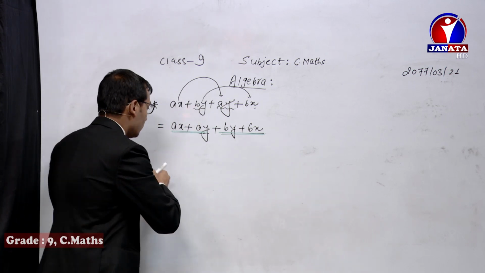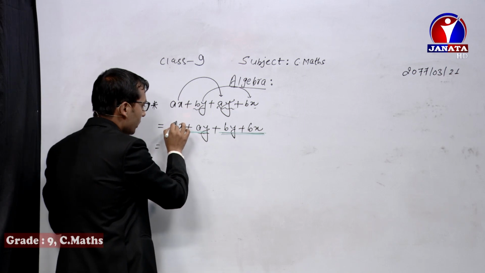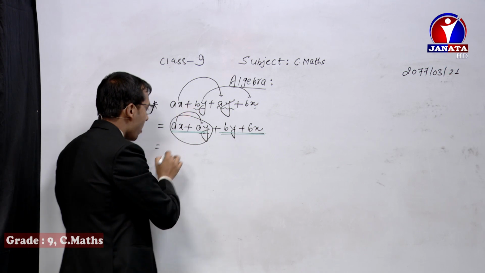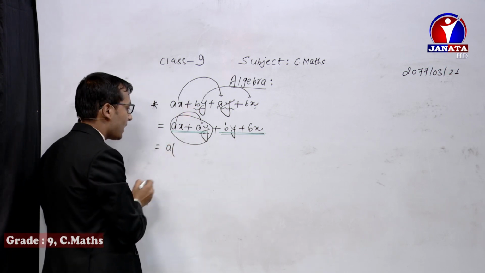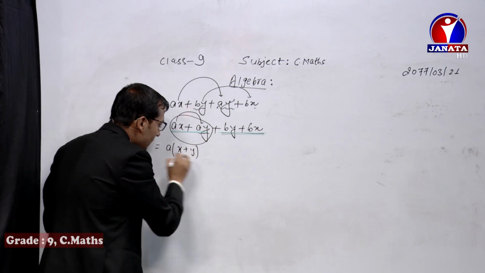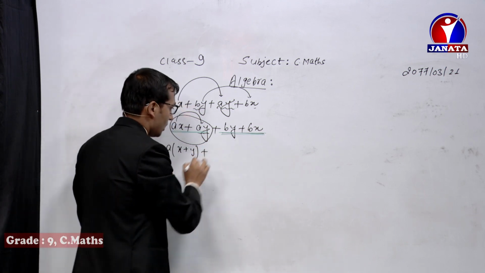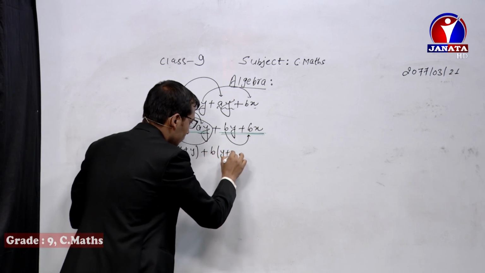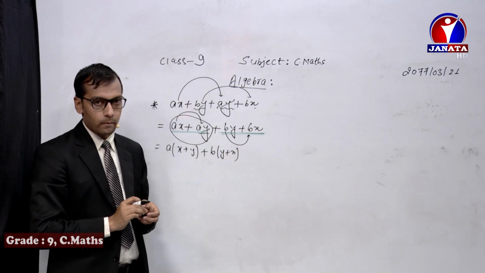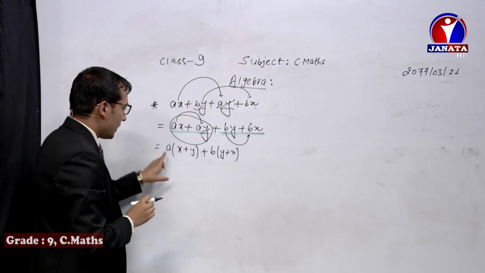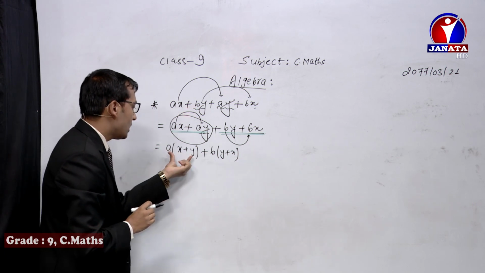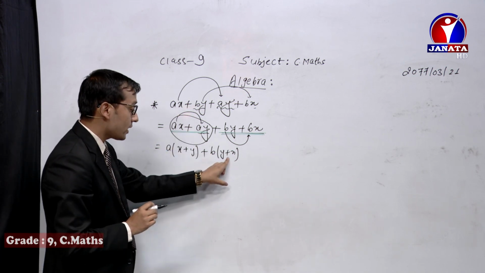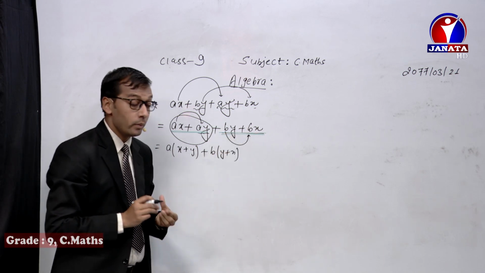Now, can we take common? Let's see what is common. So a is common from the first and second term in the first group. So a can be taken as common. X plus y are the remaining terms. Plus, what is common here? B. Y plus x. So a times x plus y. These are the 2 factors of ax plus ay. Similarly, b times y plus x are the 2 factors of by plus bx.